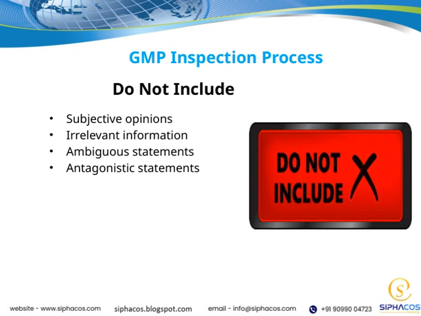Ambiguous statements can cause confusion, so always be precise and clear in your communication. Similarly, avoid antagonistic statements. They can create unnecessary tension. Remember, the goal is to demonstrate compliance and cooperation, not confrontation. Understanding this process is crucial because it reflects our commitment to quality and regulatory standards. Keeping these points in mind helps ensure the inspection runs smoothly and professionally, aligning with our overall goal of maintaining high standards in our operations.